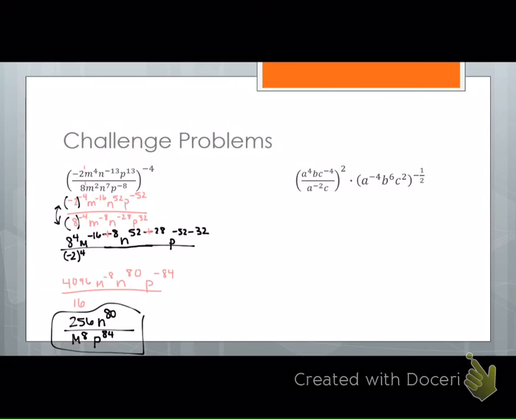Distribute those exponents in first. And remember, a power to a power means to multiply. So distribute those exponents to everything. C has an exponent of 1. Yep, so distribute both exponents in.